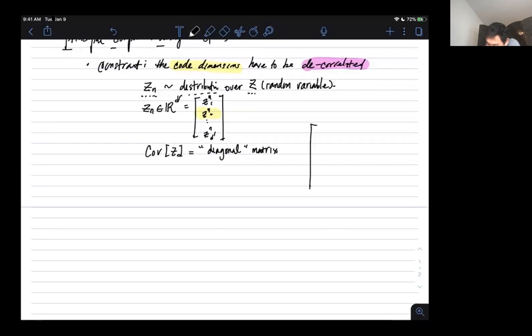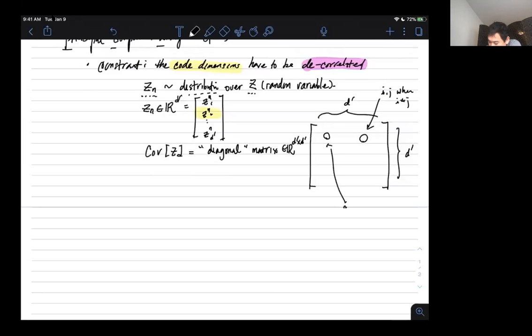So what does that mean? This kind of covariance matrix is going to be d prime by d prime. So there are going to be d prime many rows and d prime many columns. And then we can look at two different parts. We look at the entry i, j, where i and j are not equal. And then there are the diagonal entries, where i and j are equal.